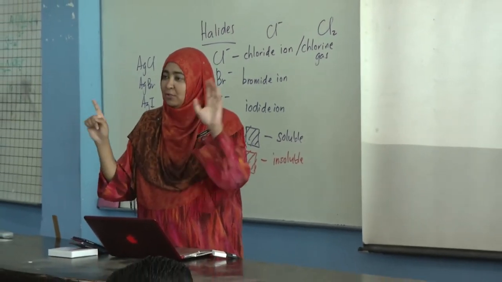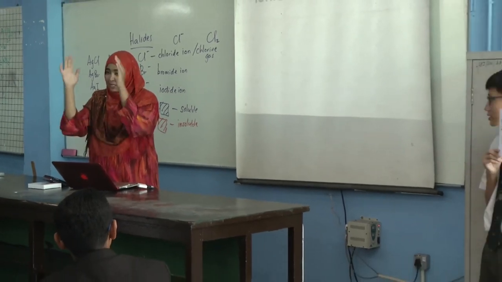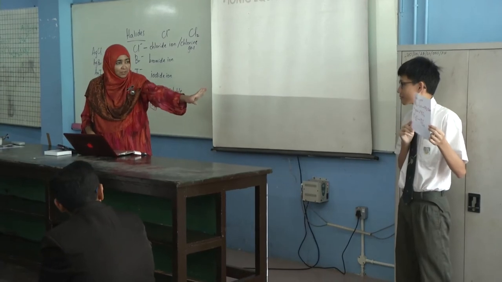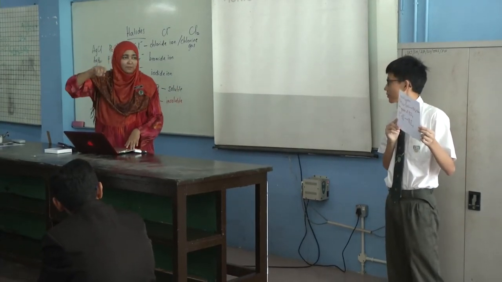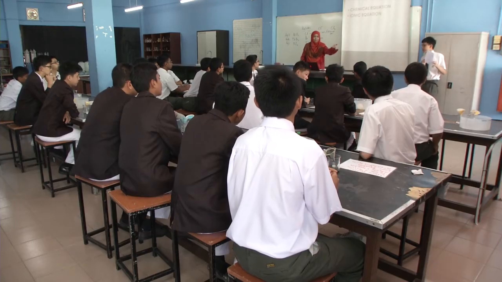Okay, now this group uses a square bracket. It's supposed to be, it's just the circular bracket. Alright, so please make correction after this, okay? So just rub off and then write a circular bracket. Is that clear? Okay, alright, you can sit down.